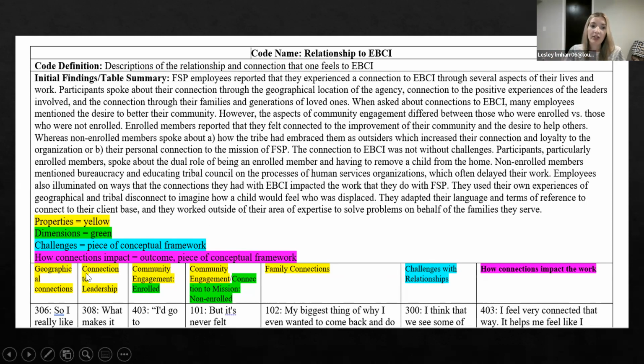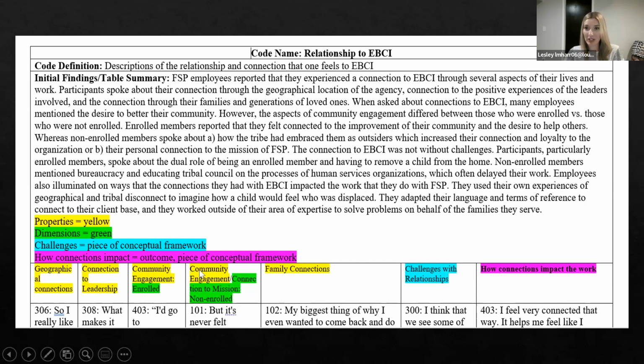Sometimes this all emerges at once, and then you're sorting out, well, what is a property and what is a dimension? So when looking at connections and relationships to EBCI, we found that one property was that people experienced geographic connections. So connections to the land, which is the Qualla Boundary in North Carolina, and connection to leadership of the tribe. We found community engagement and family connections.